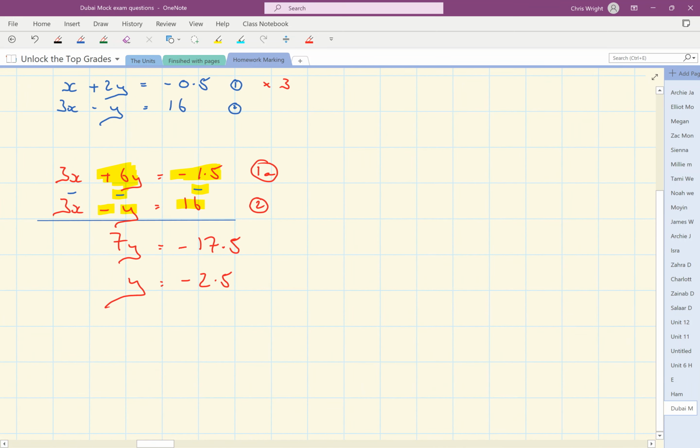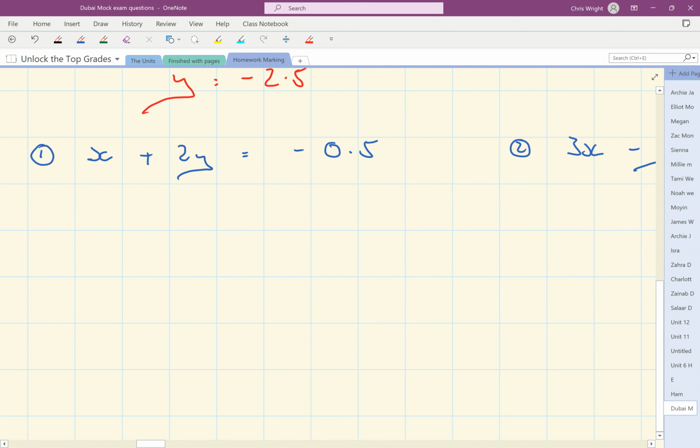Right. Now, I always do the same thing. I always substitute that value of y into equation 1 to find what x is, and then I check my answer by substituting that same value of y into equation 2 to see if I get the same answer for x. So let's substitute y equals minus 2.5 into equation 1.